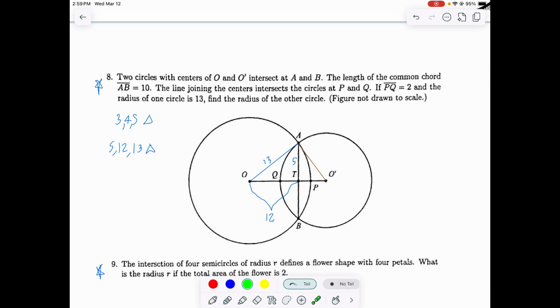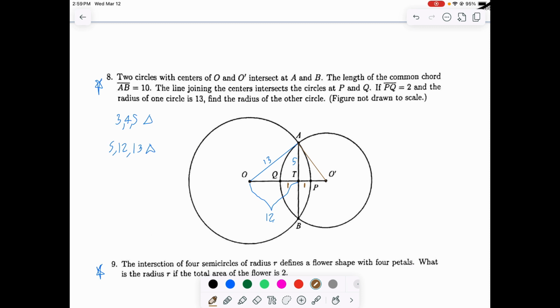Now, knowing that it's 13, and knowing that OT is 12 actually tells us one more thing. That is this. O to P is 13 because that's a radius of the circle, just like OA. OA and OP are both radii to the circle, so they're both 13, which, if this length is 12, that makes this length 1. So we're going to put a 1 there. Now, if that's 1, and we know that PQ, which is written up here, is equal to 2, we know that this part is also 1.